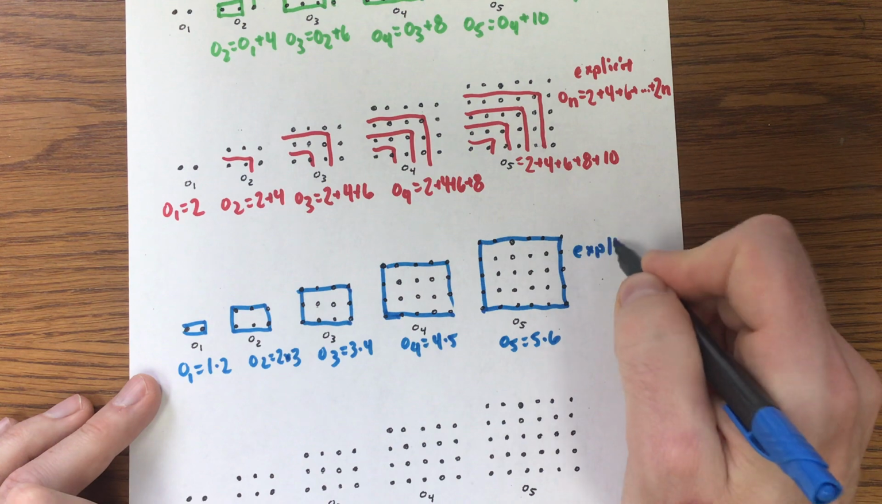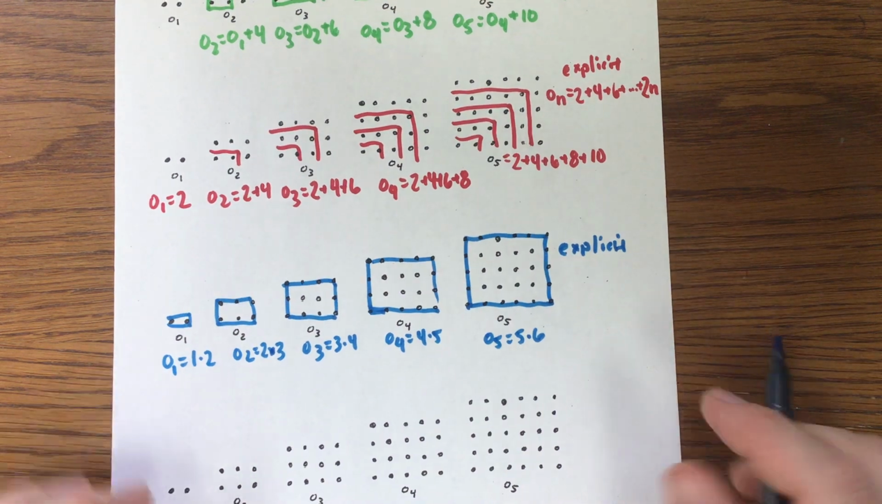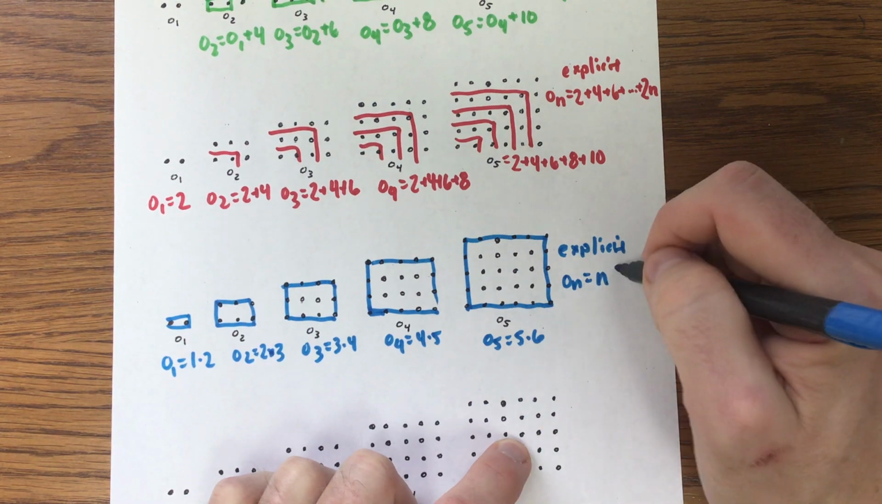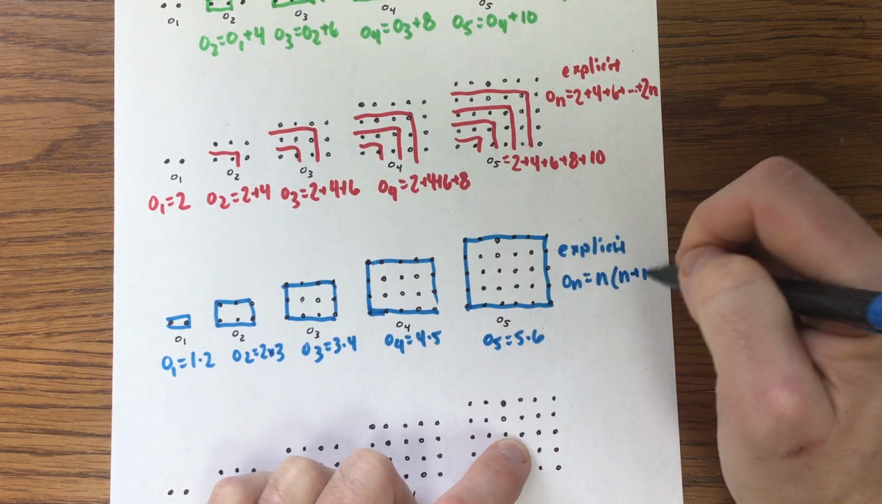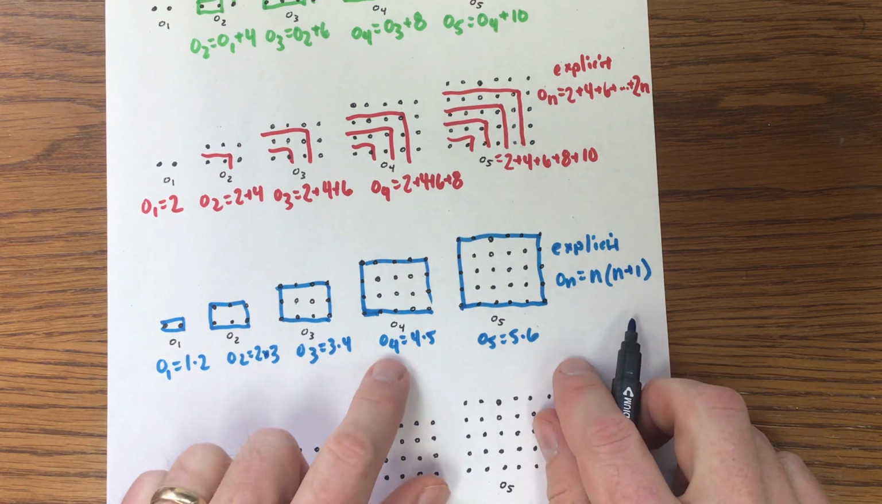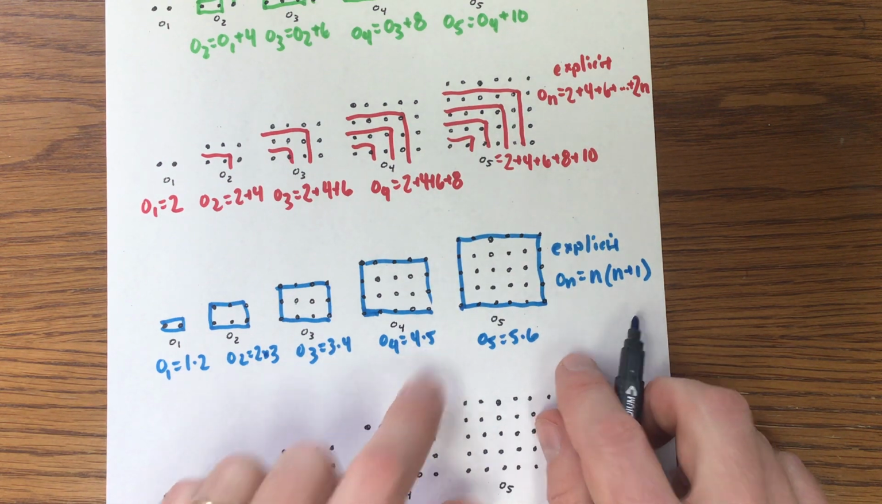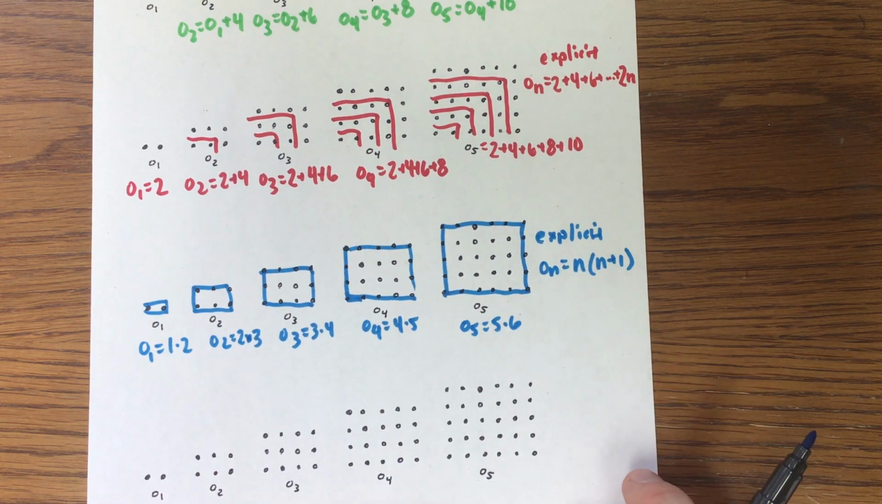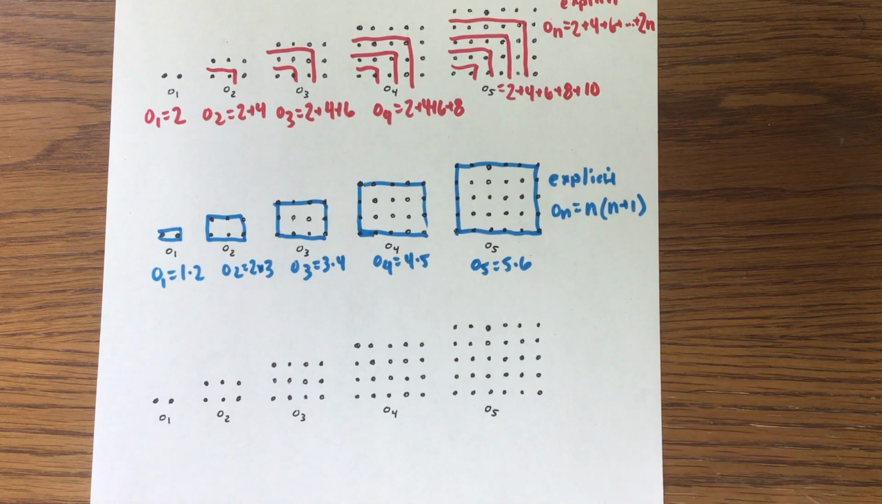So this explicit formula is O sub n is n, the index, times 1 more than the index. O3 was 3 times 1 more than 3. O4 was 4 times 1 more than 4. So that's another explicit formula.